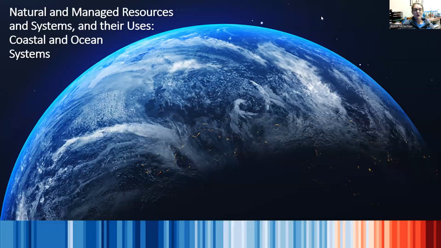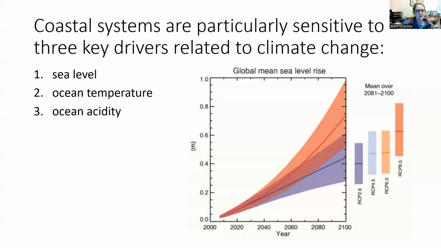And moving forward, we've already talked about freshwater aquatic ecosystems. Now we're going to talk about the coastal and ocean systems. So when we think about the ocean, there are three main drivers related to climate change. One is sea level, one is ocean temperature, and one is ocean acidity. All of these things are increasing, right?